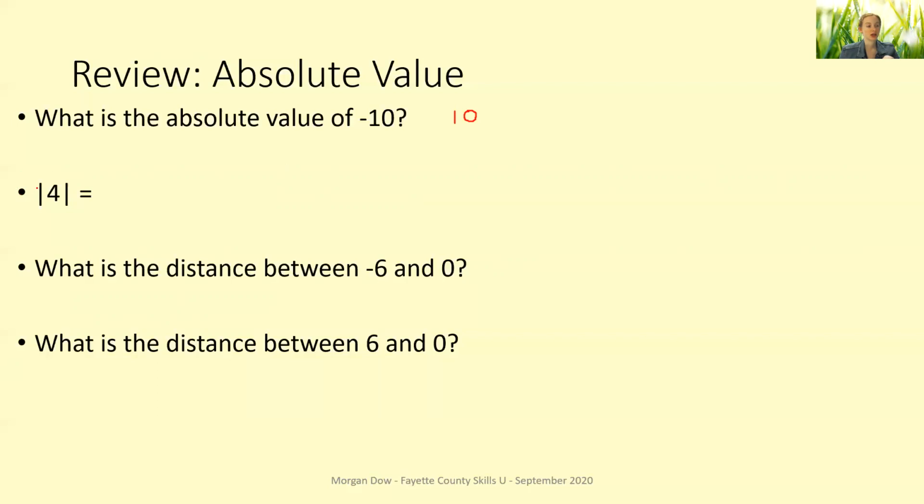The second question here says, what is the absolute value of 4? Right, these little bar symbols, they mean absolute value. So what is the absolute value of 4? Well, what's the distance between 4 and 0? It's 4. Right, so absolute value just takes any number, kind of ignores the sign, and we just say it's positive. What is the distance between -6 and 0? 6. It's 6 spaces away. And what's the distance between 6 and 0? Also 6.